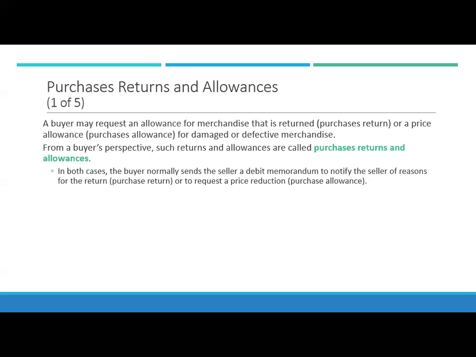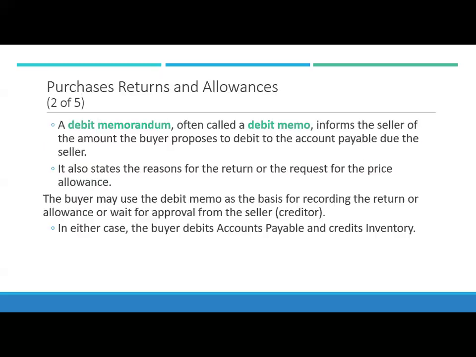And purchase returns and allowances. So, a buyer might request an allowance for inventory that comes damaged or defective. In both cases, the buyer sends the seller a debit memorandum for the reasons for the return. And this is just so that everybody has documentation over what's happening here.